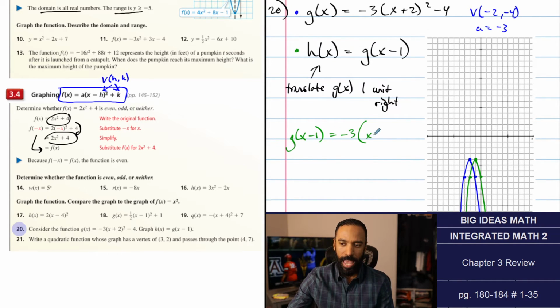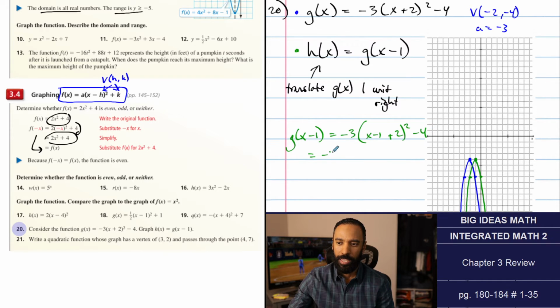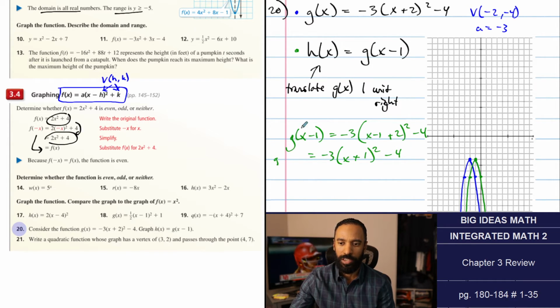This becomes x minus 1 instead of x right here, and they're still at plus 2, quantity squared minus 4. That becomes negative 3 times, what's negative 1 plus 2? Positive 1. So this becomes an x plus 1 inside of there, squared minus 4. That's what g of x minus 1 looks like, which is the same as h of x. That means this is h of x equals.